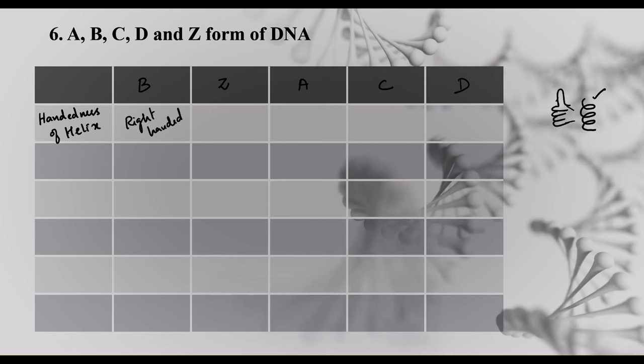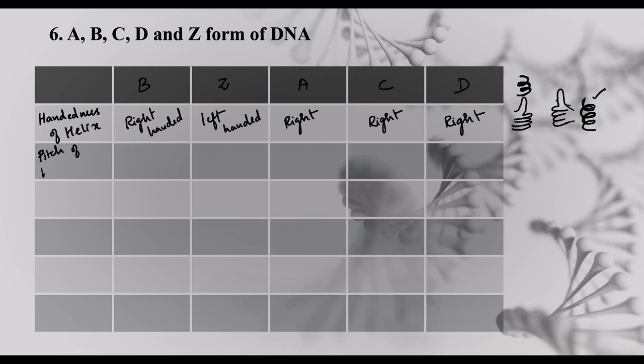If we take the Z form of DNA, it is left-handed. The same thing, when we take our left hand, this is my thumb and these are my remaining fingers, so the DNA will be in this form. You can see the difference. If we take the left hand, the coiled structure will be on the left-hand side. Then the handedness of the helix in the A form will be right-handed. So I'm just writing right, and C will also be right-handed, and D also will be right-handed.